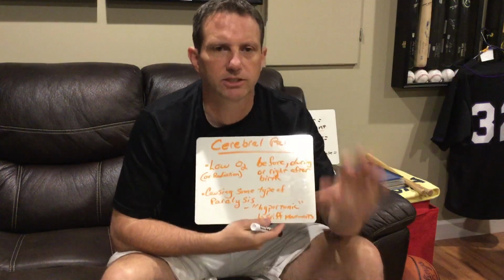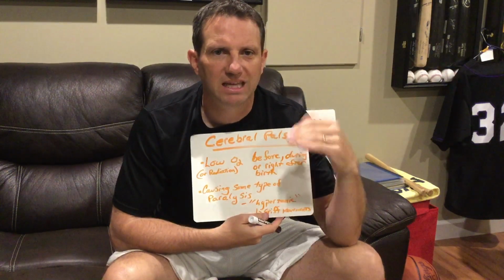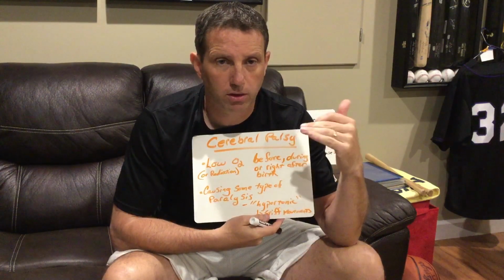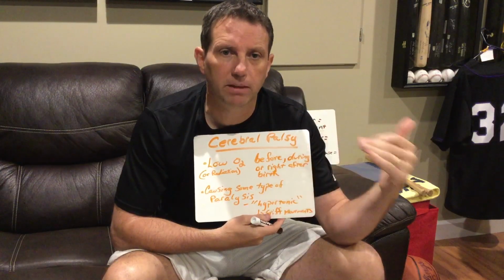All right, let's do one more. This has nothing to do with the genetic birth defect, but this is probably one of my favorite ones to talk about, and it's cerebral palsy. And cerebral palsy is when somebody has a low amount of oxygen at birth, right before birth, at birth, at time of delivery, or immediately after birth.